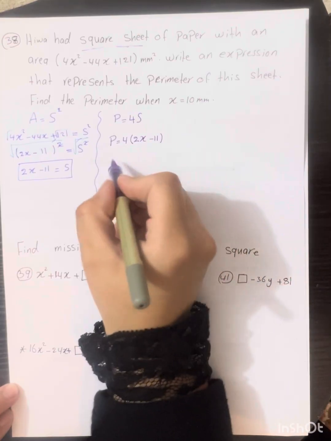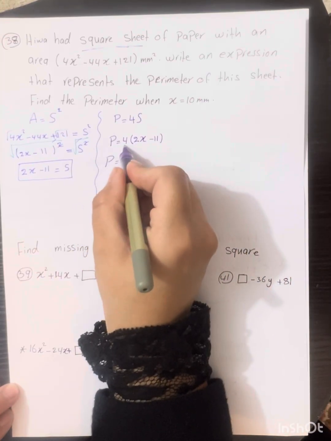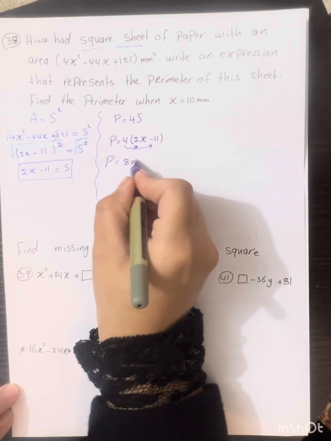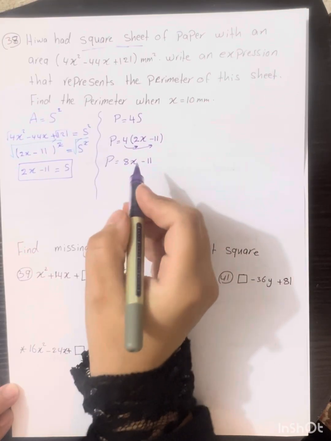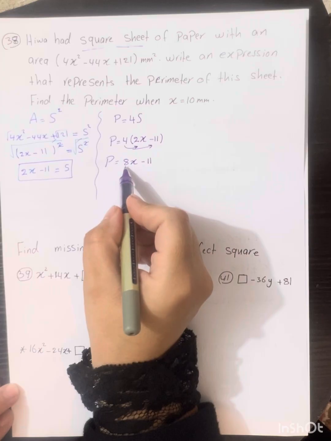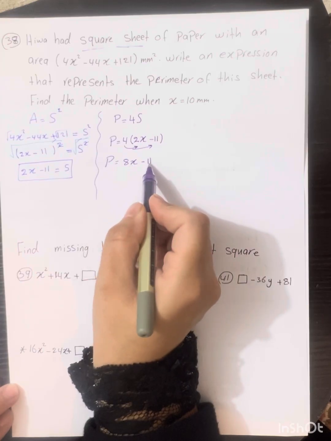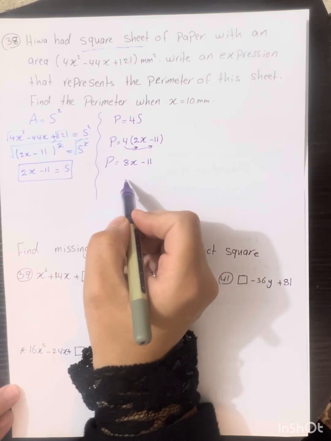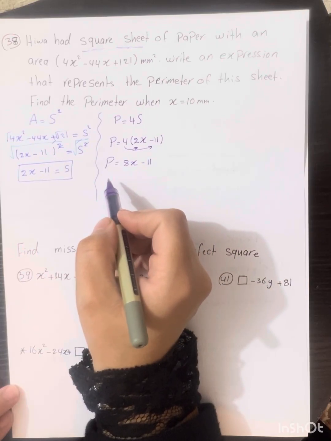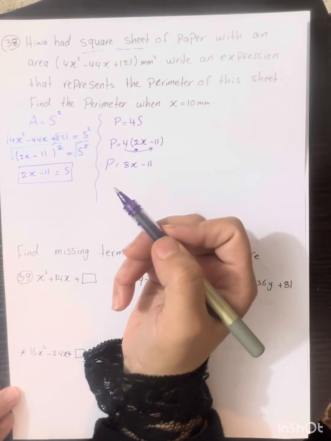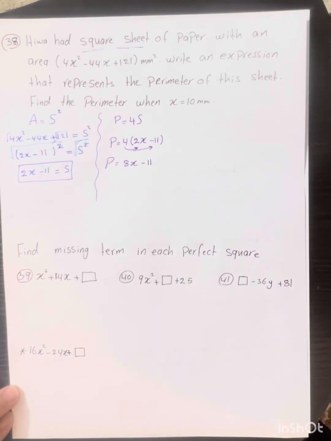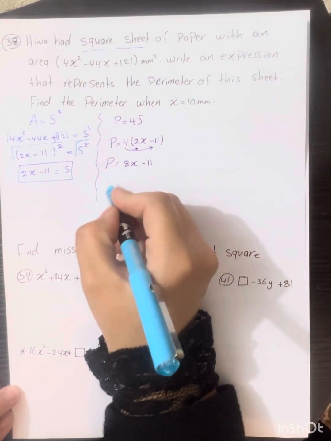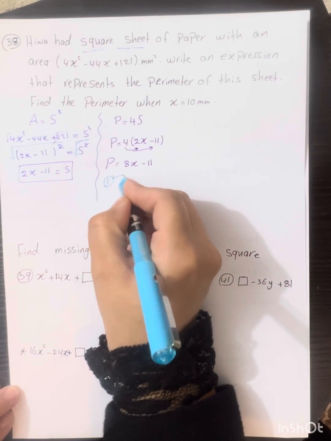Okay, we can multiply the 4 inside the bracket, and it will be 8x minus 11. This is a number and a variable, and this is just a number, a constant, so we can't simplify. So this is the final step to find the parameter. But the question says evaluate the parameter when x equals 10. This is the first requirement done.